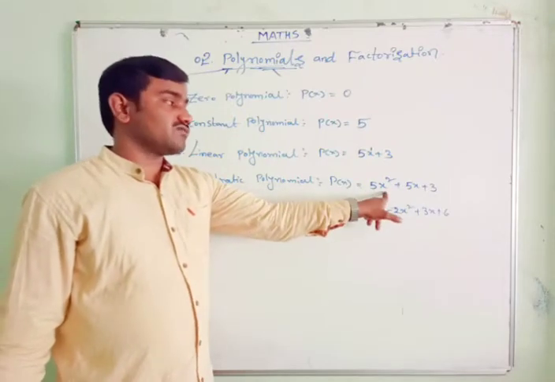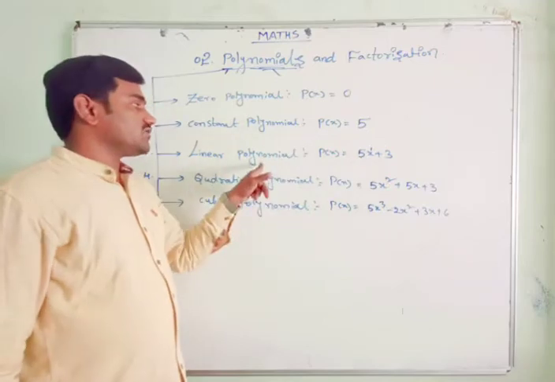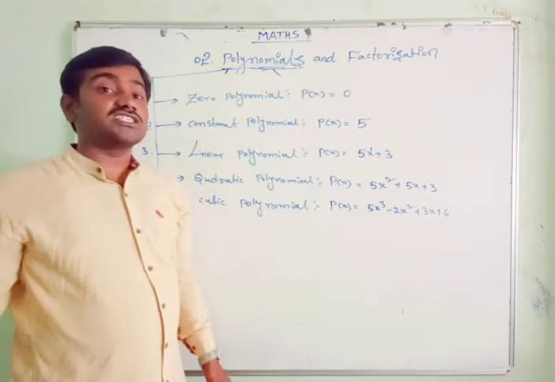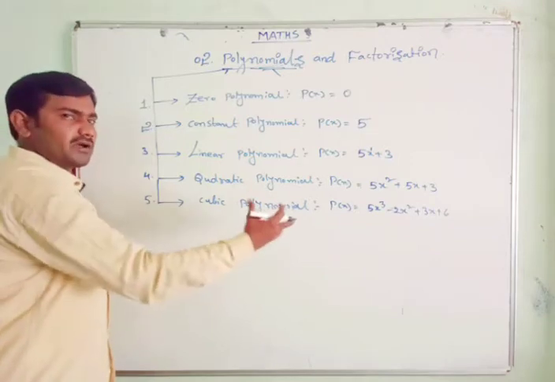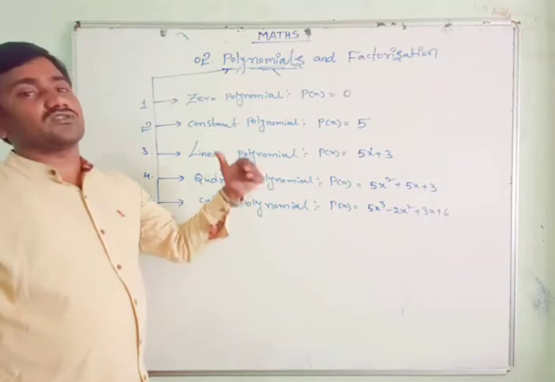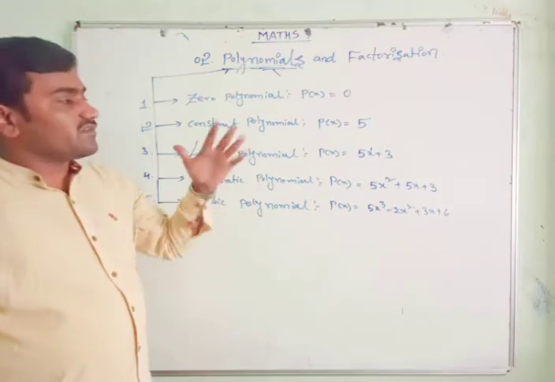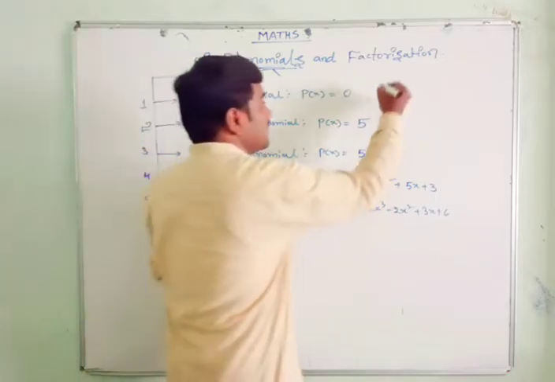What is the highest degree of this one? 2, so it is a quadratic polynomial. What is the highest degree here? That is 1, so it is a linear polynomial. Again, we also have the biquadratic polynomial. If the degree is 4, it is known as a biquadratic polynomial. If the degree is 5, it will be different. Now let's go on.